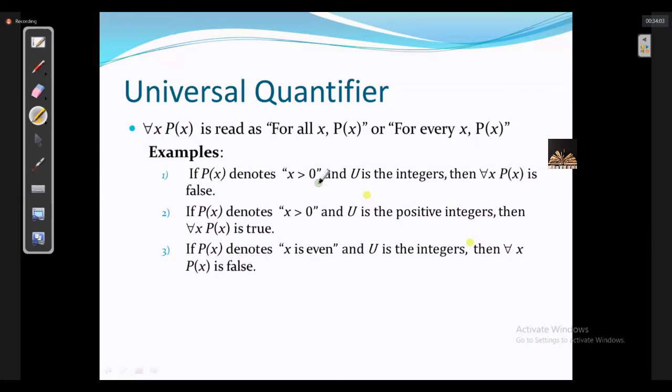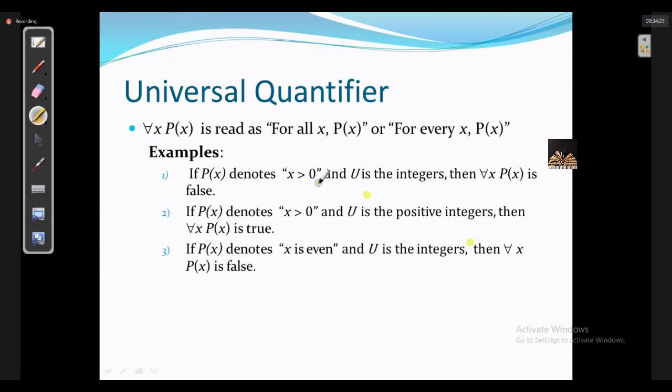See the second example. If P of x denotes x greater than 0, the same predicate, and the domain is positive integers, all positive integers are greater than 0. Then for all x, P of x is true. In this case, it is true.